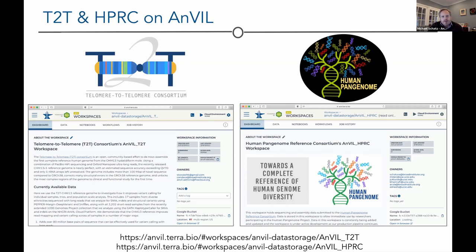Beyond that, we've had some successes at the basic science level through work with the telomere-to-telomere consortium. The AnVIL was the platform for analyzing 3,202 genomes to be able to do a global analysis of human diversity around the world using that new reference genome that was available. Similar efforts are supported through the Human Pangenome Project, where they're using the AnVIL as their platform to develop new reference genomes to catalog genetic diversity worldwide.